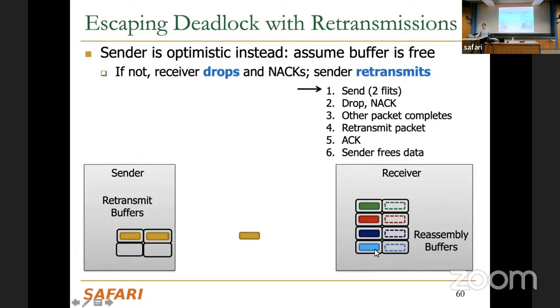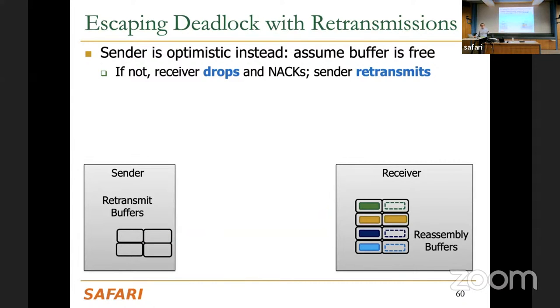Basically, you sent things, assume that the buffer is free, but they get dropped. And the receiver sends a NACK. And then at some point, another packet completes, and sender happens to retransmit the packet, then it gets a buffer. And then it gets an ACK, and then the sender frees the data. So here, if you do it optimistically, it's very similar to optimistic concurrency. No additional delay in the best case.